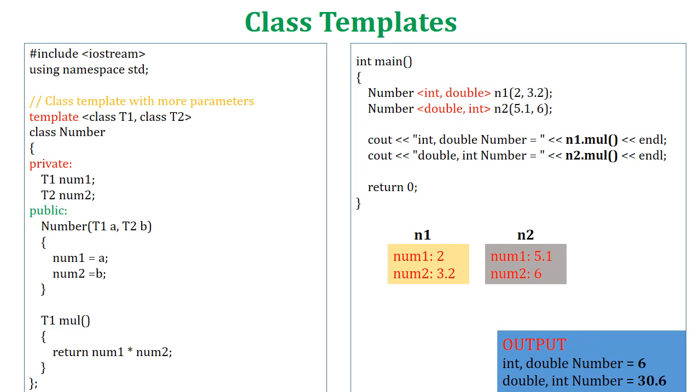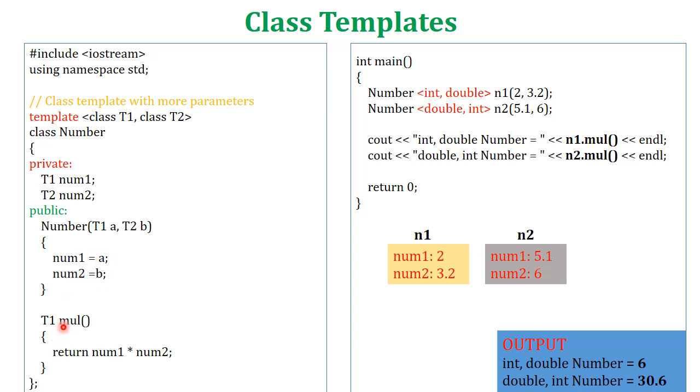And then class template with more parameters. If you are using different parameters, how it will deal, we'll discuss. Template class T1, class T2. In the class members, we are declaring two variables, both belonging to the generic data types T1, T2. And next is the constructor. We are passing two parameters, and the two parameters are generic. We are passing the values and assigning them to the variables.